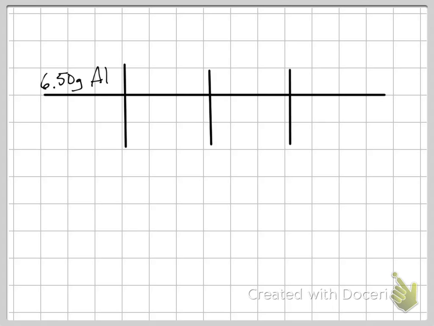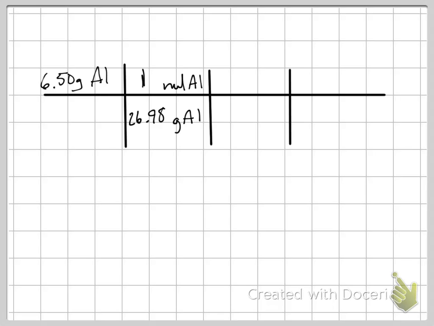So since we started in grams, that means grams of Al has to go to the bottom, moles Al at the top. That's going to be how many grams are in 1 mole of that compound. So using our periodic table, we find 26.98 grams is involved.